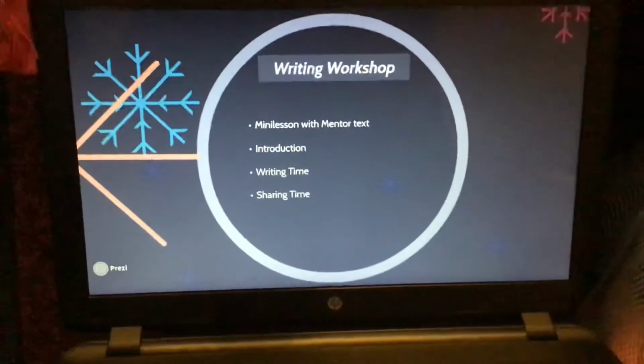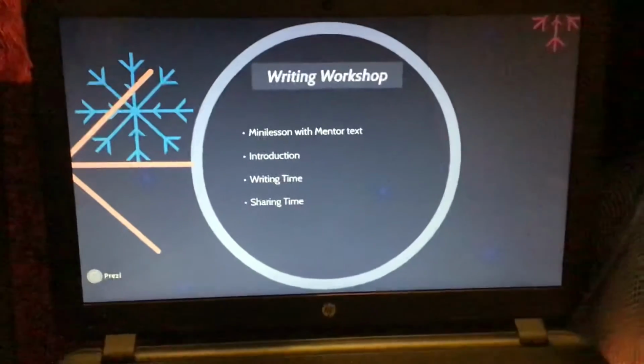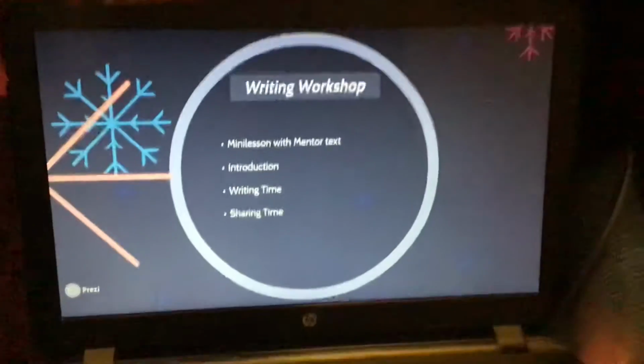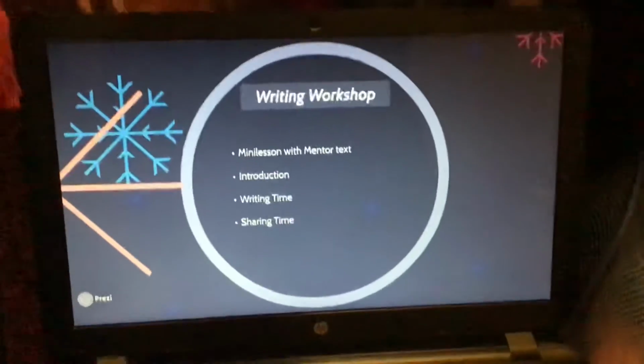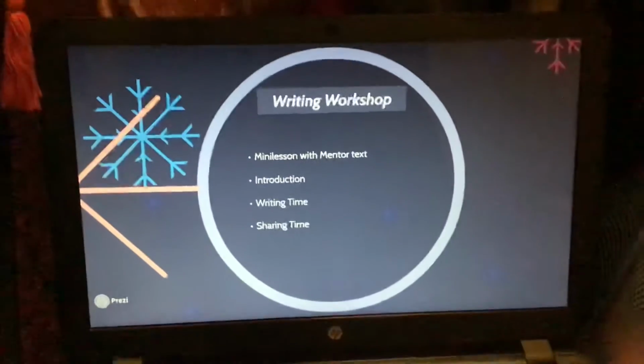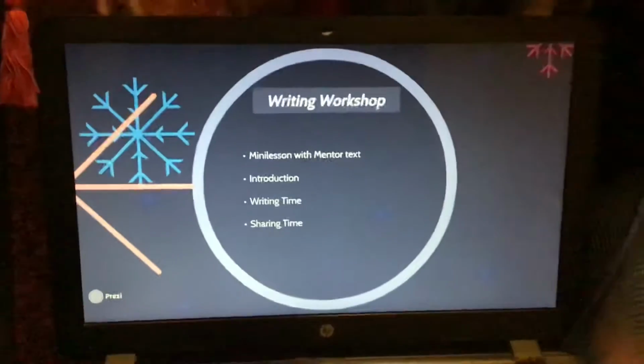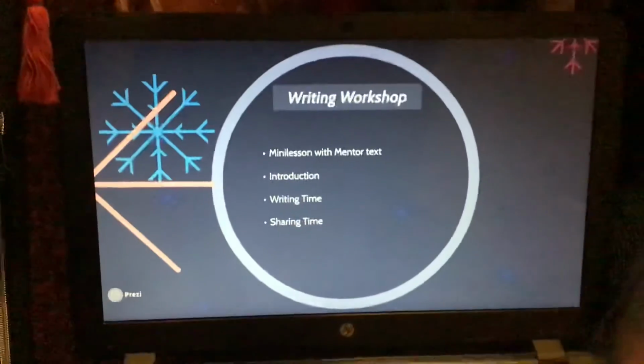And then we have sharing time. Students can either choose to share to the class as a whole, in a small group, or maybe just personally with their teacher. During sharing time, there could be something like a quick write, and students can each take turns, if they choose so, to read aloud what they wrote during the time that was given to them.